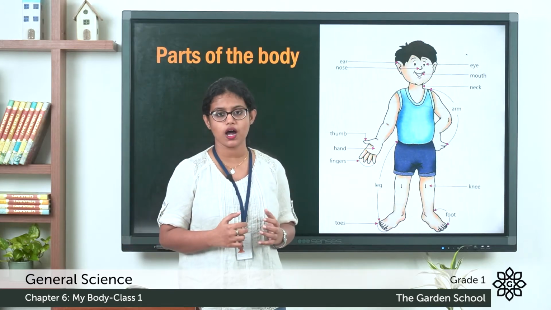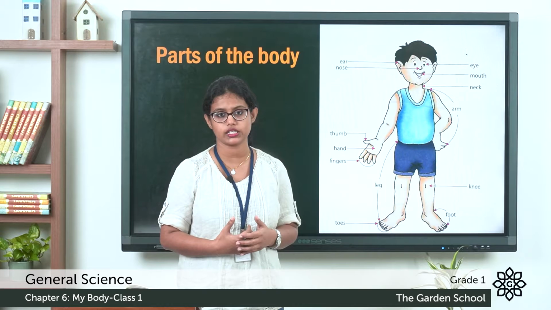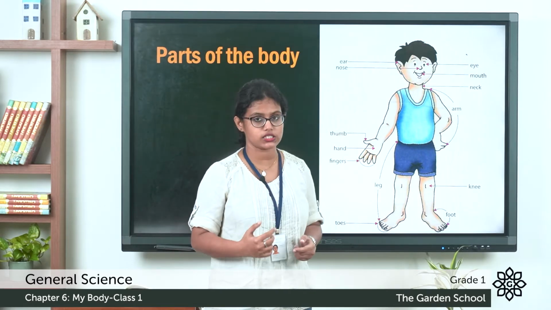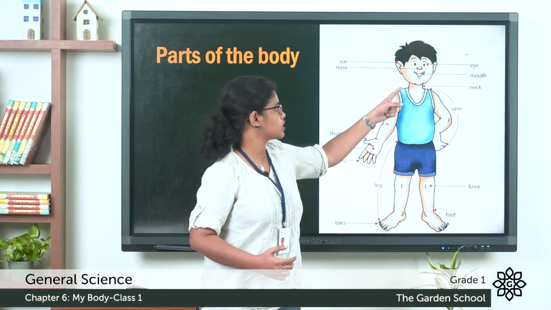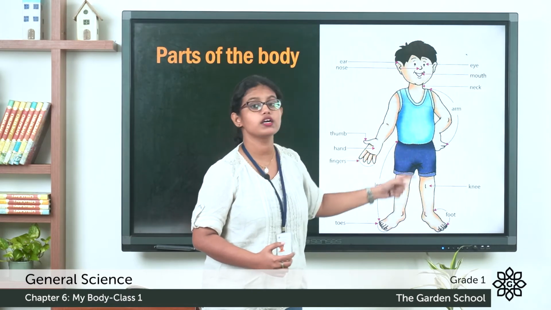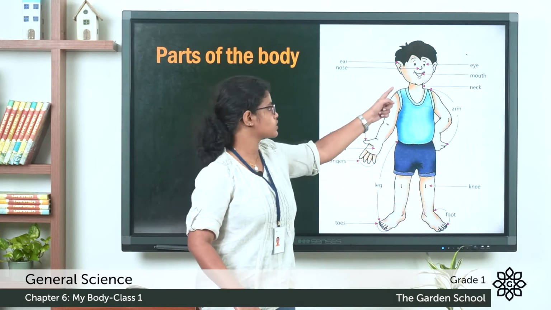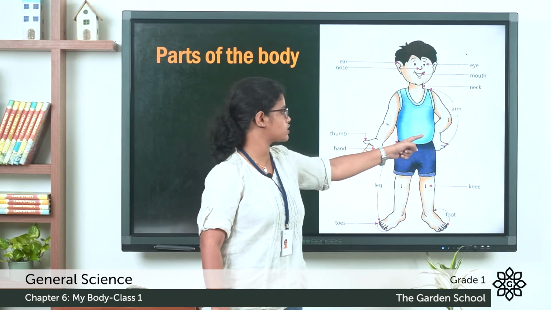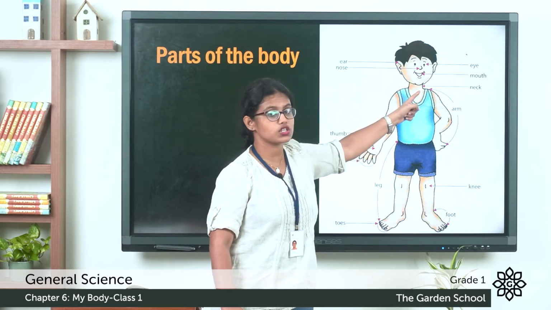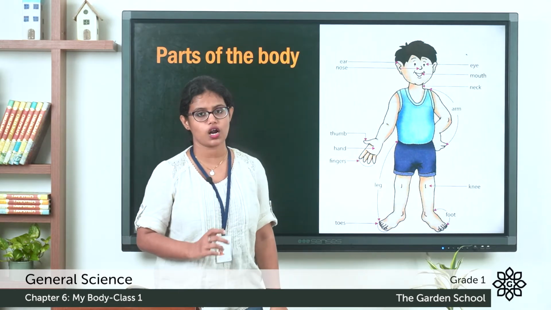So which is the next part? The next part is the trunk. So where is this trunk located? This trunk is located from below the neck to above the waist. So this part is the trunk and that doesn't include your arm. So the trunk is from below the neck to above the waist. So here is your waist and the trunk is from here to here. This part is the trunk.